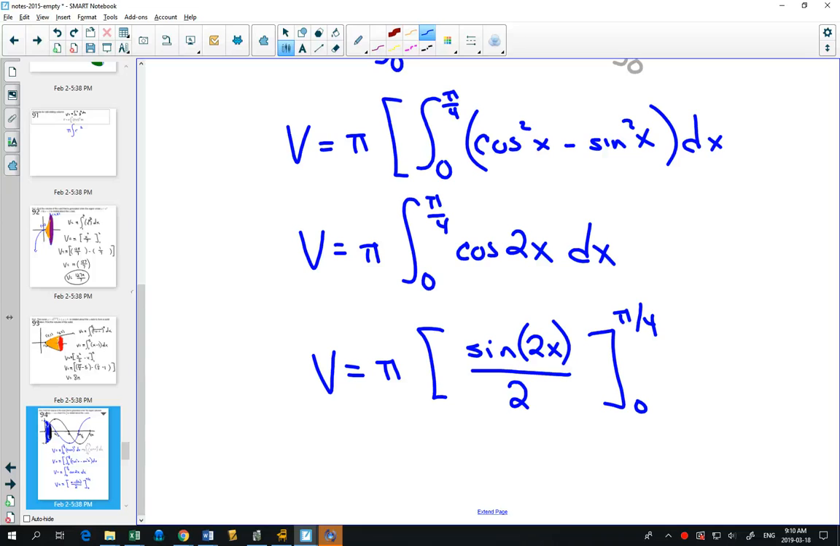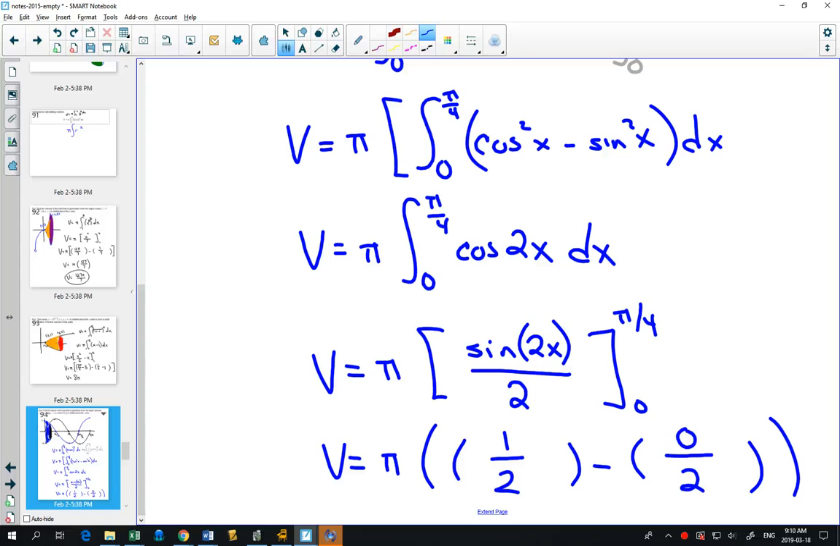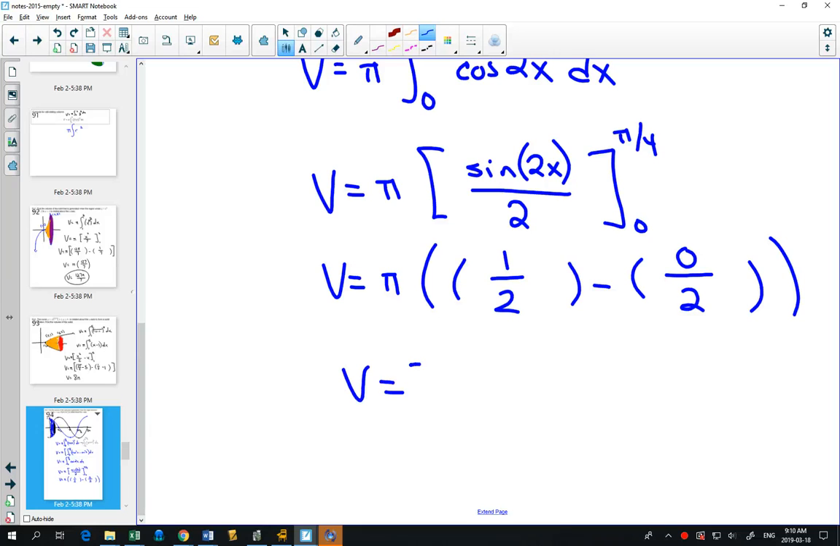And now we can plug this in. Oh, this is all unit circle. Beautiful. What happens when you plug in pi over 4? What is sine of pi over 2? 1. So this one will become 1 over 2. What is sine of 0? 0. And so we get 1/2 minus nothing times pi. The volume is pi over 2. So cool.